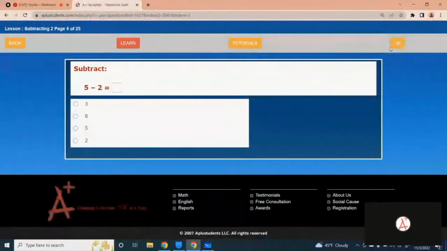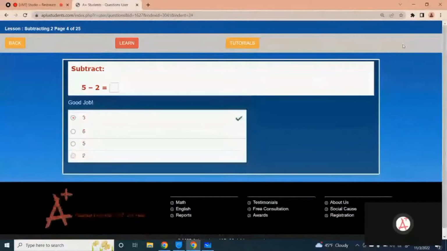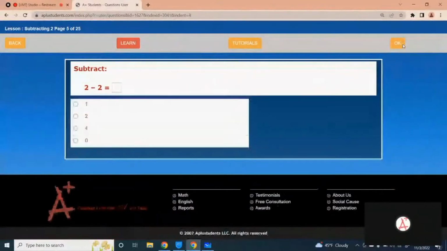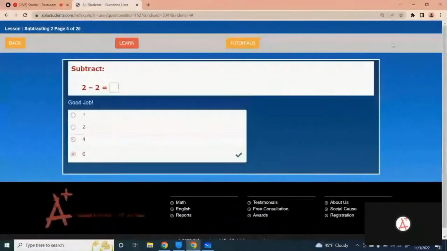Okay, 5 take away 2 is 3. So select the correct option and click on the OK button. Okay, 2 take away 2 is 0. Got it? So select the correct option and then click on the OK button.